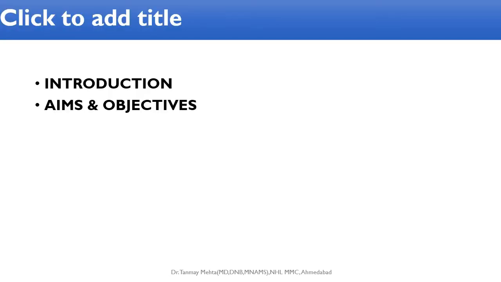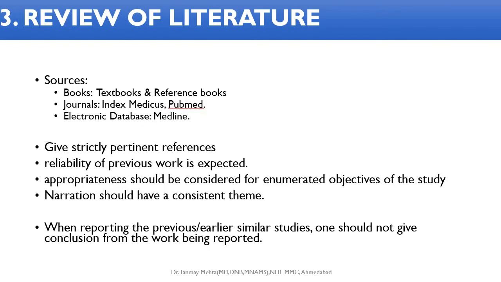Other pages that follow are a list of abbreviations, table of contents, which is basically an index, list of figures, list of tables. Introduction, objective, you have already written in the dissertation proposal. Then you will do a review of literature. Here you can use books, textbooks or reference books, journals, electronic databases like Medline or the internet, but you have to give references, citations, and reliability of previous work is obviously expected.